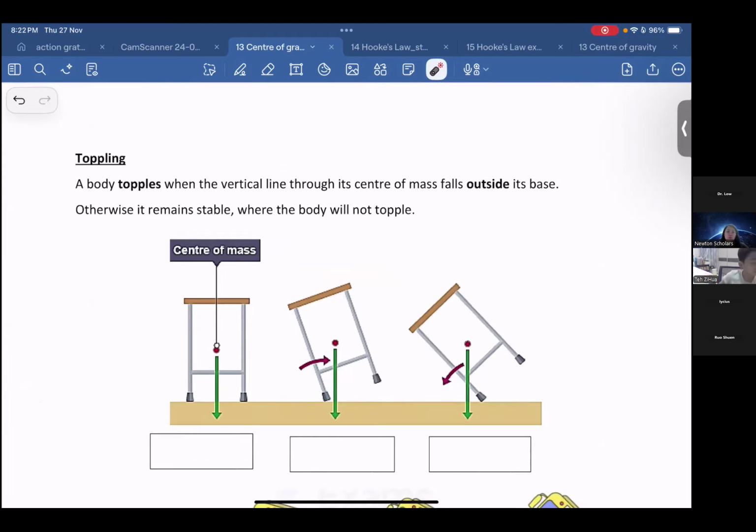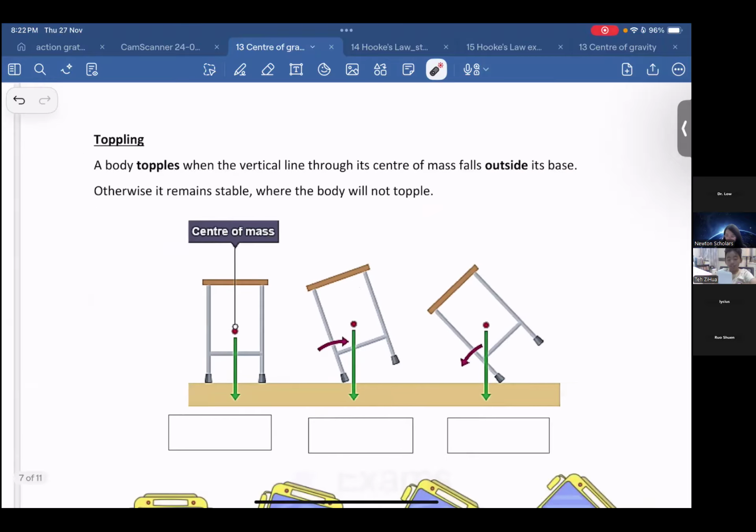A body will topple when the vertical line through the center of mass is outside the base. From the center of mass, we draw a vertical line. If the line is outside the base, then the object will topple. If it is inside the base, then it will be stable.